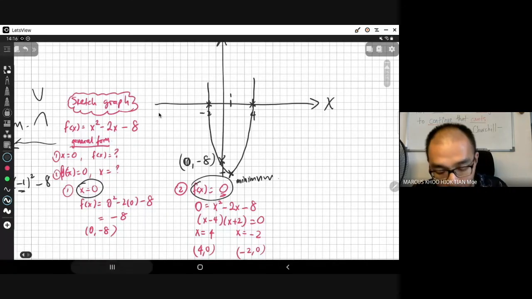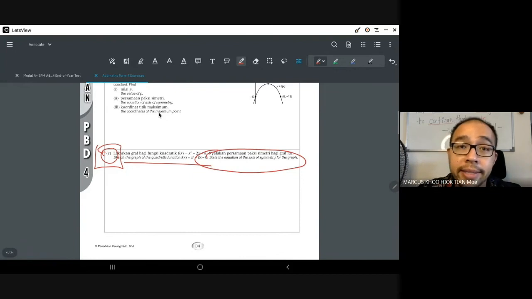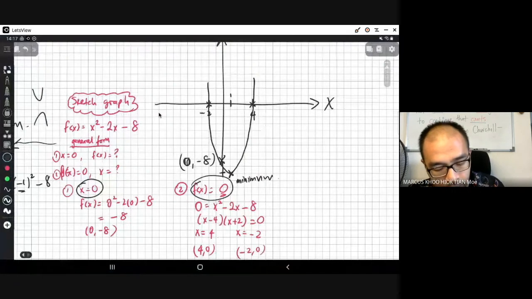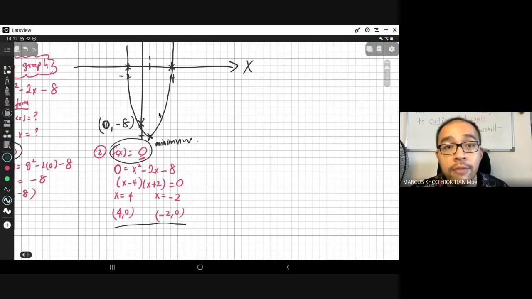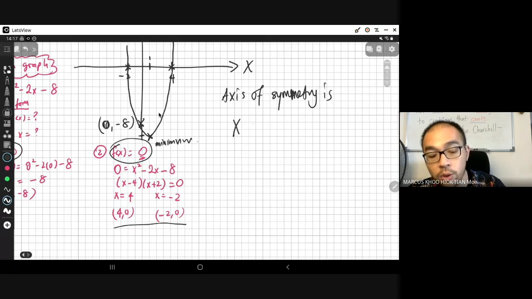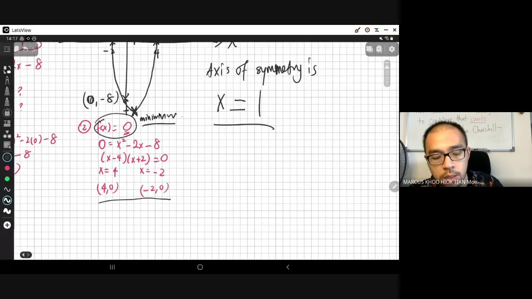Except that the question has one other thing lah, one last thing. Dia cakap state the equation of the axis of symmetry of the graph. Okay. Now in yesterday's class, I already mentioned this. How do you write the answer for axis of symmetry? Axis of symmetry, okay, is x equals to, then the coordinate x, yang titik minimum, which is 1. Okay, so the axis of symmetry is x equals to 1.